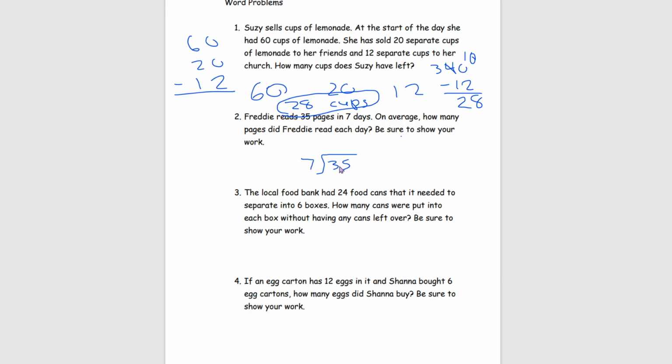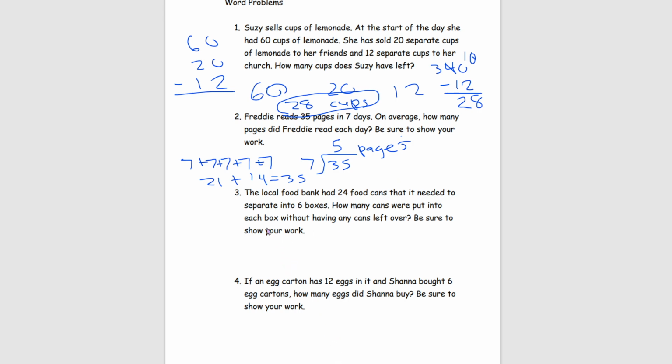To get our answer for this, we can break up this 35 into 7 groups. What number goes into 35 7 times? 5. As we have 7, 7, 7, 7, 7, we can add these all up and show it out. We can do 7 plus 7 plus 7, which is 21. 7 plus 7 is 14. And we get 21 plus 14 equals 35. Meaning that 7 goes into 35 5 times. And that means that he read 5 pages per day.